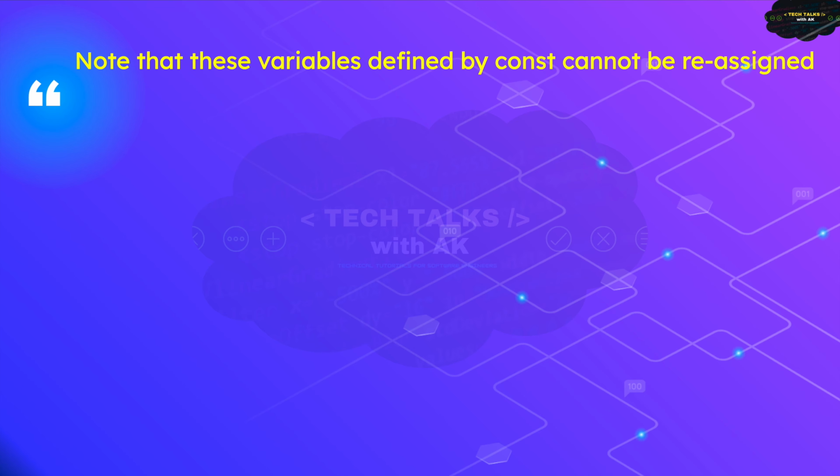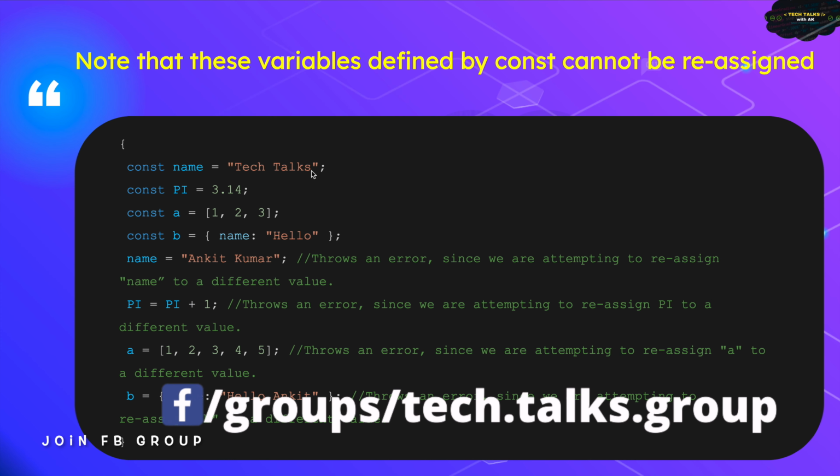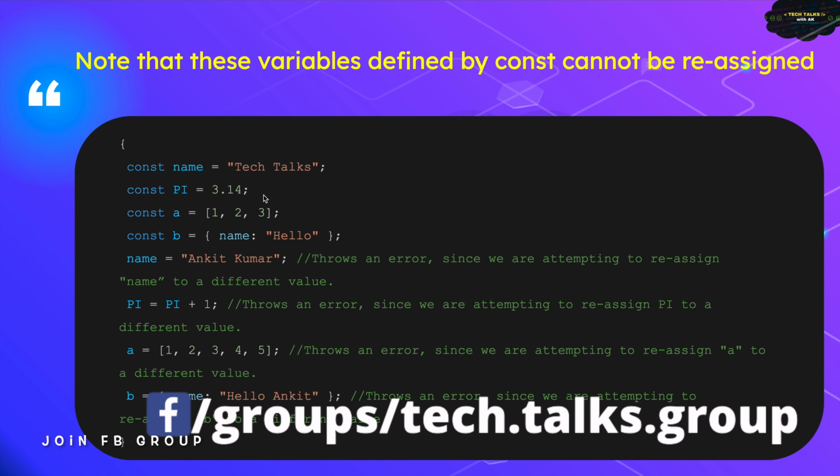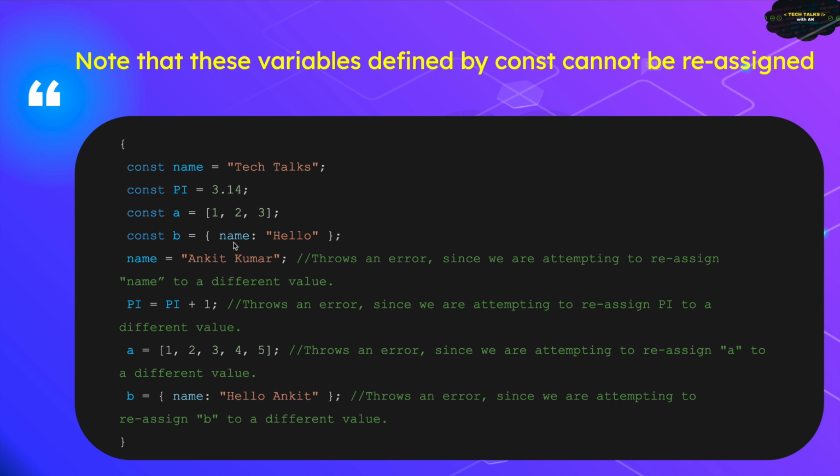Note that these variables defined by const cannot be reassigned. If we say const name is equal to "tech", const pi is equal to 3.14, const a is equal to 123, const b is equal to "hello".